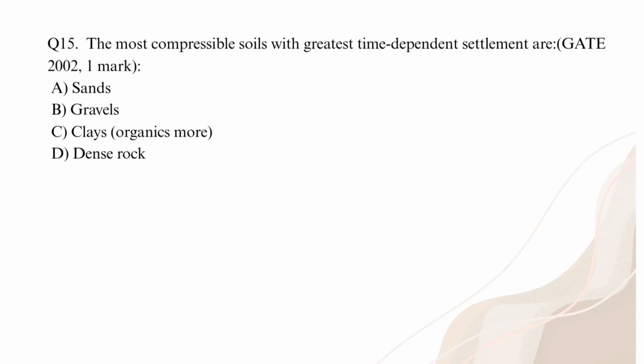Now the next: the most compressible soil with the greatest time dependent settlement are, and options are sands, gravels, option C clays, and option D dense rock. And the correct answer is clays.